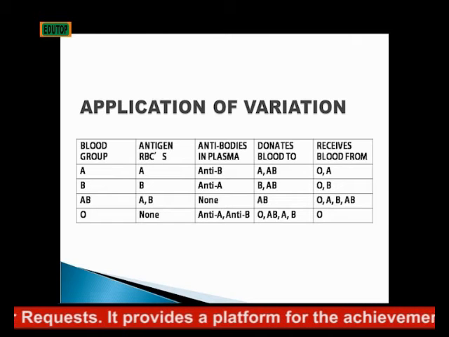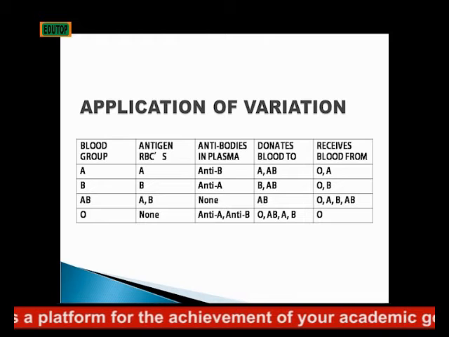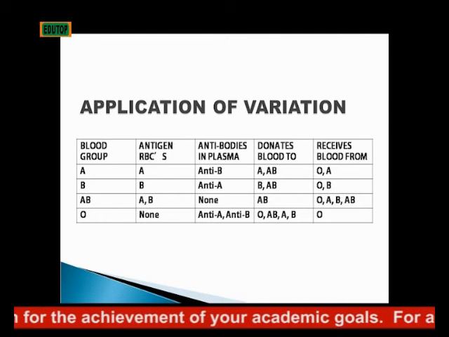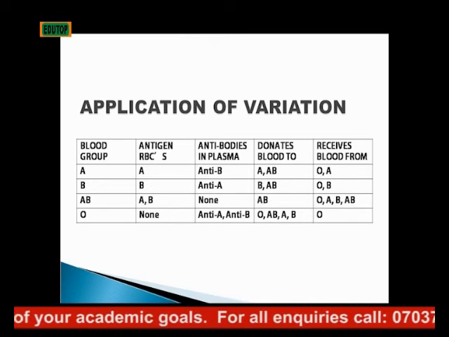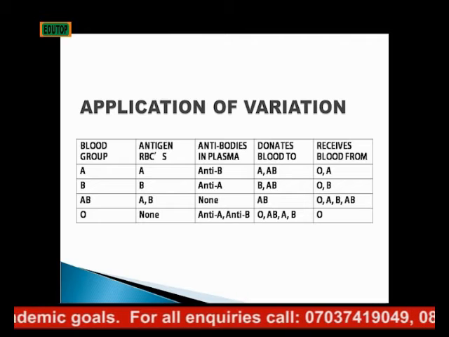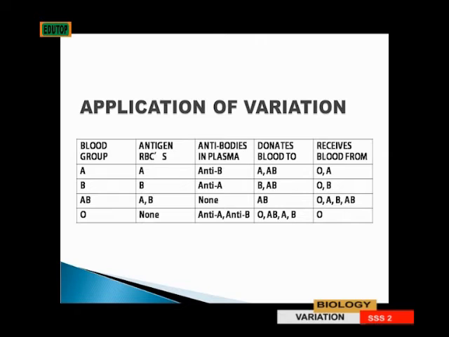Then for blood group O, they have no antigen in their blood, but they have antibodies A and B. They have no antigen, but they have antibodies A and B in their blood. They can donate to everybody. They are universal donor. They can donate to O, they can donate to AB, they can donate to A, they can donate to B. But they can only receive from O. See the irony. AB can receive from everybody and can only donate to AB. O can give to everybody, but they can only receive from O.